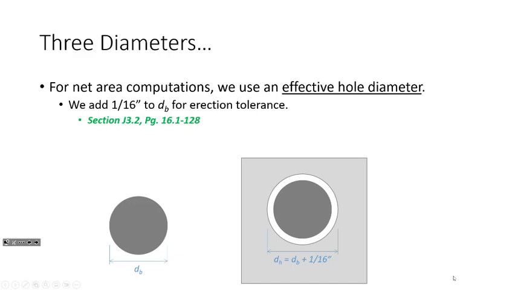Now, what we do for tension members is, to get from the bolt to the physical dimensions of the hole, we add a 16th of an inch.